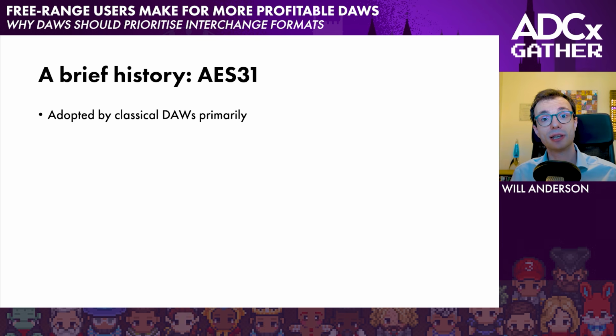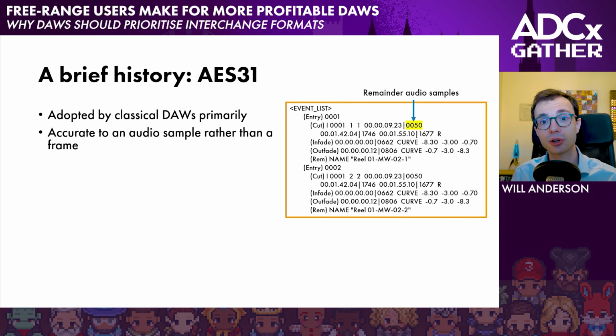This format was released in 2001, and was primarily adopted by specialist classical DAWs like Sadie and Pyramix. Like CMX EDL, it describes the position of different clips on the timeline, but it takes things a few steps further. It increases the accuracy of all timings down to the audio sample, so rather than say a 30th of a second for a CMX EDL, you're looking at perhaps 1/48,000th of a second for AES-31.